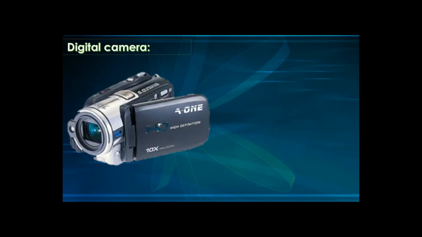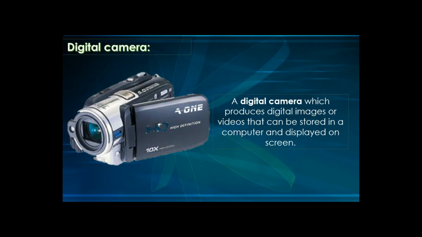Digital camera. A digital camera produces digital images or videos that can be stored in a computer and displayed on screen.